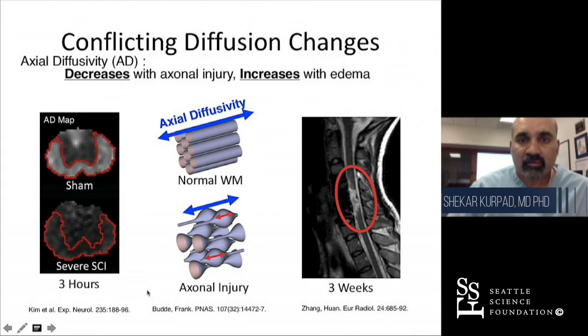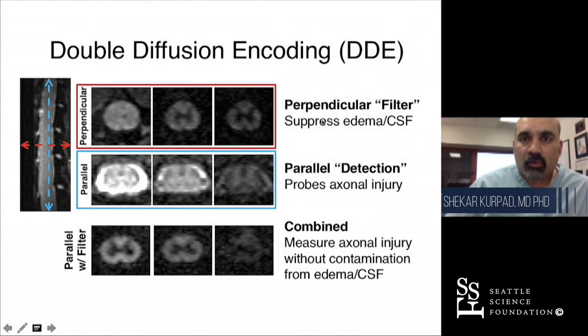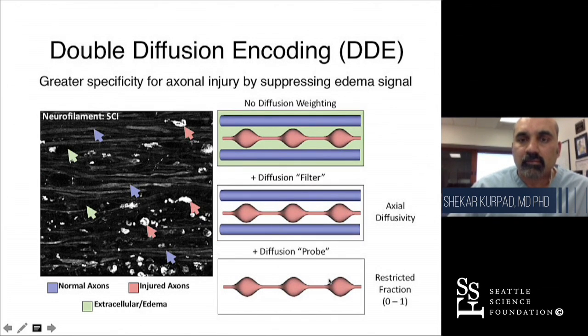So here's a schematic of that concept, trying to filter axial diffusivity from radial diffusivity, and then only looking at axial diffusivity as a measure of axonal integrity. In other words, we can apply a perpendicular filter and only detect parallel diffusion and thus probe axonal injury, and that allows us to measure axonal injury without contamination from edema or CSF. So here's a schematic to show just that.